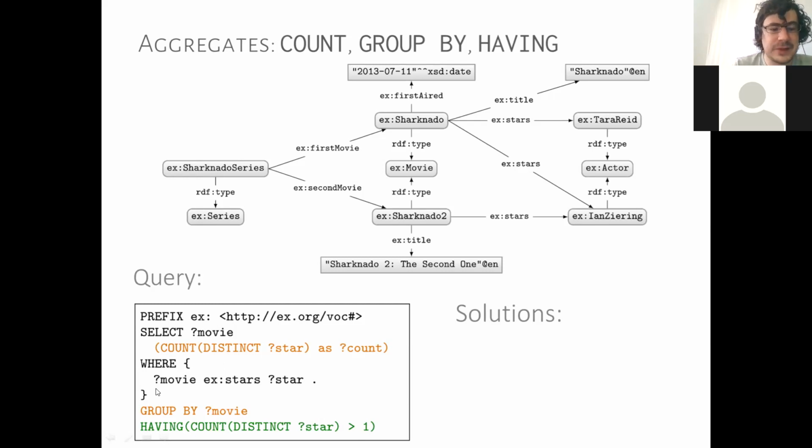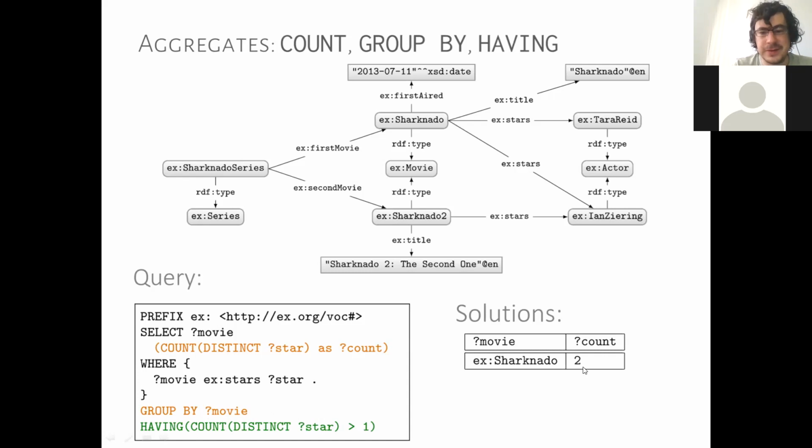We can't add a filter here because a filter here doesn't have access to the count. A filter has to go inside the where clause, and there's no count available in the where. It's computed outside the where clause. So having is like a filter just for the final results, right? And it allows us to apply conditions over the aggregations. So in this case, we'll return 2 solutions.